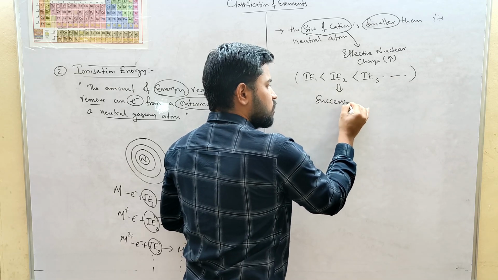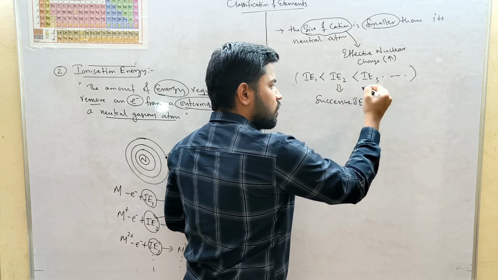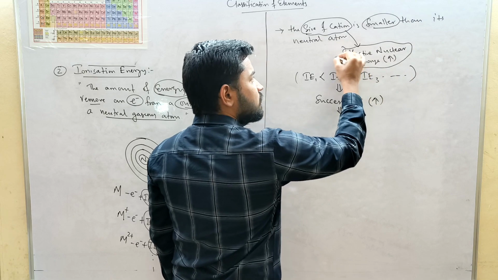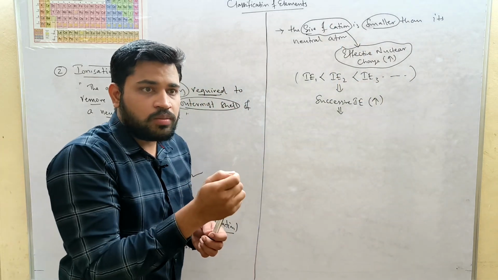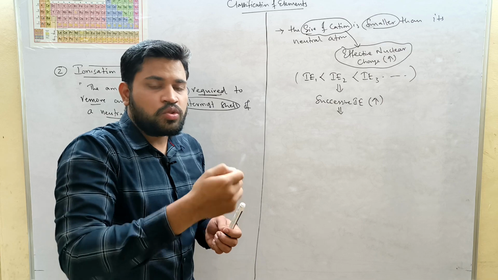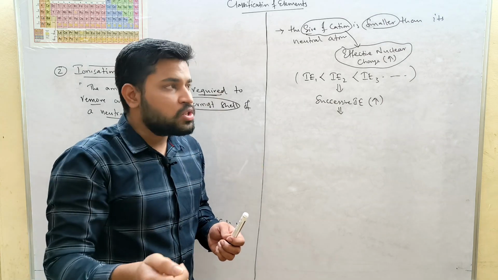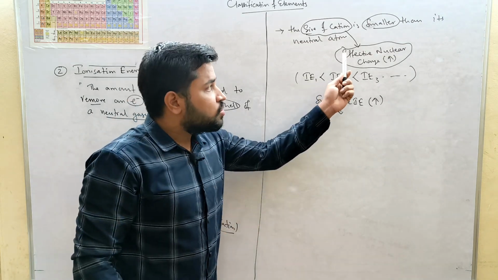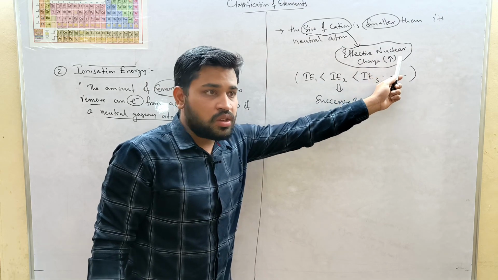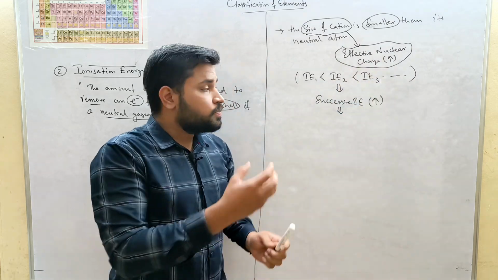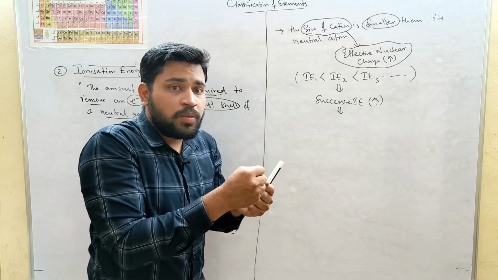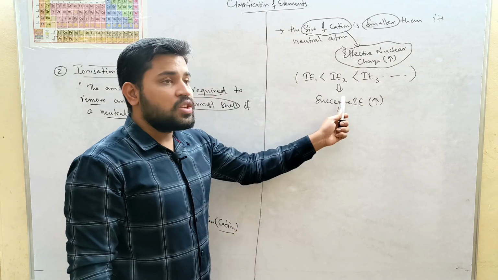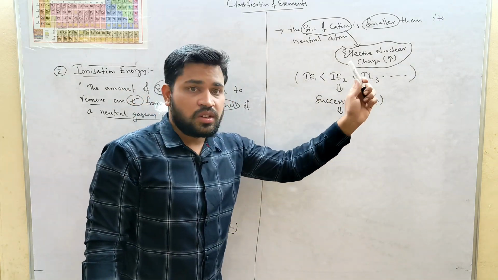So from this, what we have understood is that the successive ionization energies are increasing. Why do the successive ionization energies increase? Because as electrons are removed from a neutral gaseous atom to a unipositive ion, to a double positive ion, to a triple positive ion, there will be an increase in effective nuclear charge. So due to this increase in effective nuclear charge, you have to supply more energy to remove one more electron. Due to that reason, the ionization energies are increasing, especially successive ionization energies.